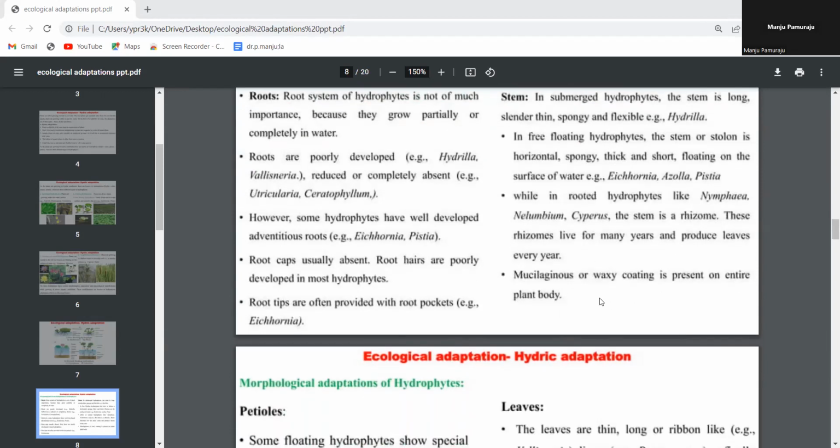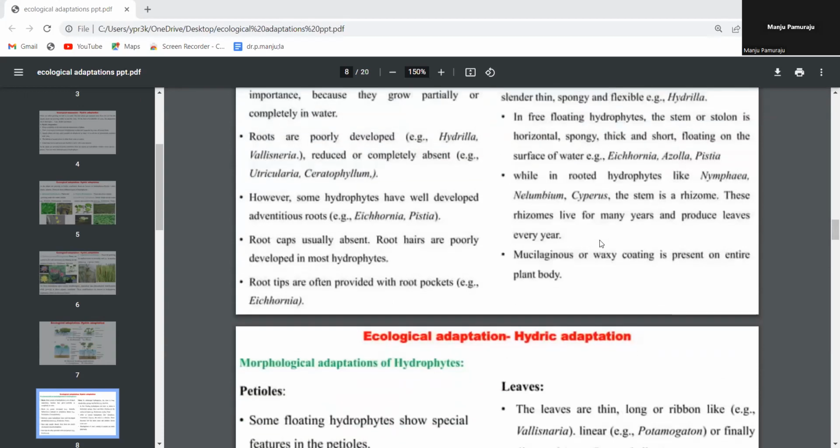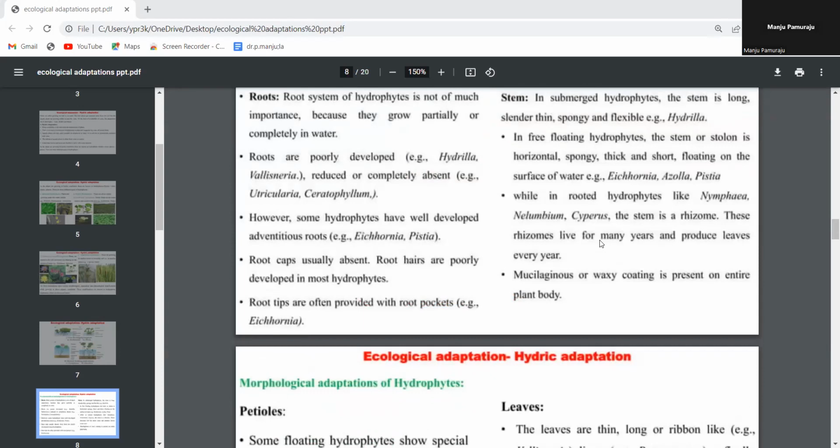A mucilaginous or waxy coating is present on the entire plant body. Generally in hydrophytes, the mucilaginous layer or waxy coating is present because these plants grow in water. Generally, when we place plant material in water for more than two to three days, spoilage of the leaves takes place. But these plants grow inside the water for many days, many years, and they do not spoil because of the presence of this mucilaginous or waxy coating.